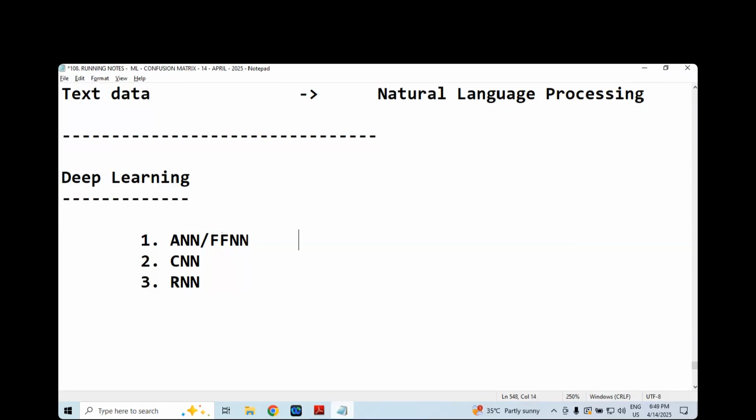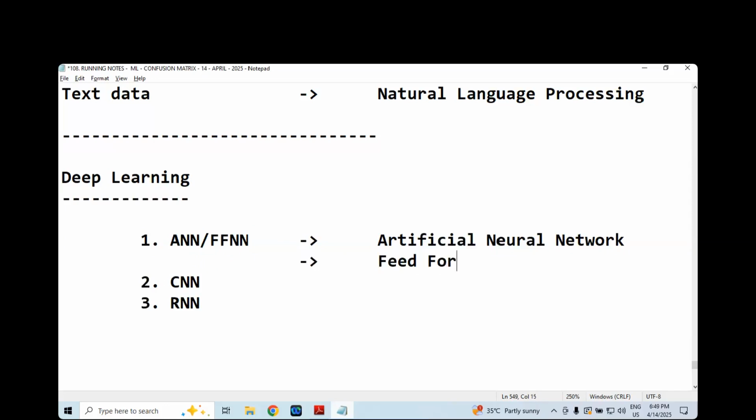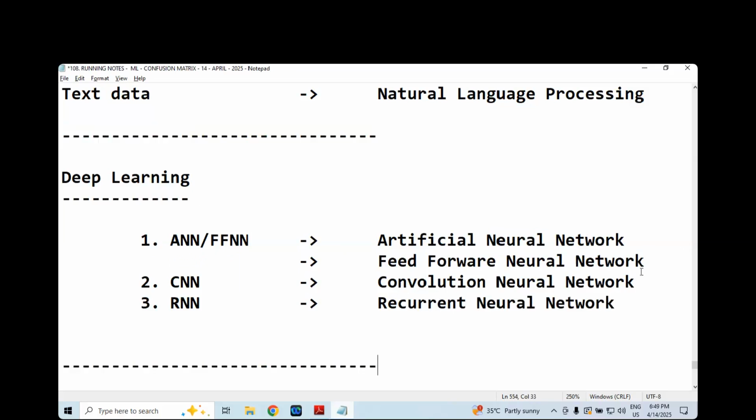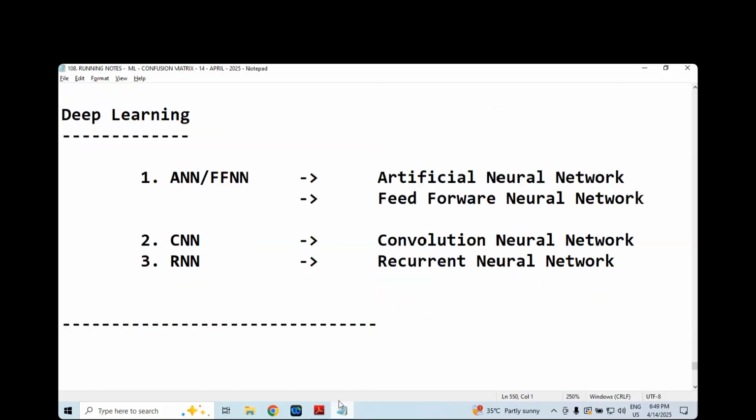ANN means artificial neural network. I will talk about it slowly. FFNN means feed forward neural network. CNN is a convolutional neural network. RNN is a recurrent neural network. These three are major topics.